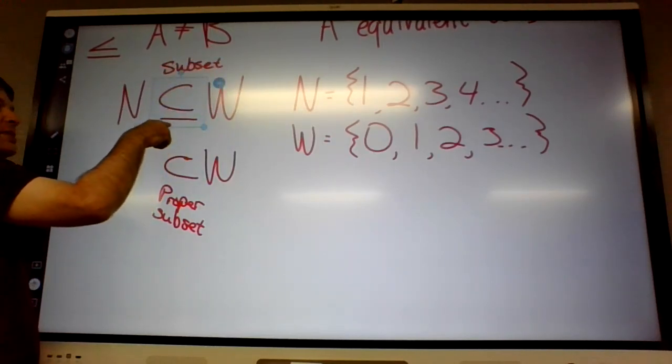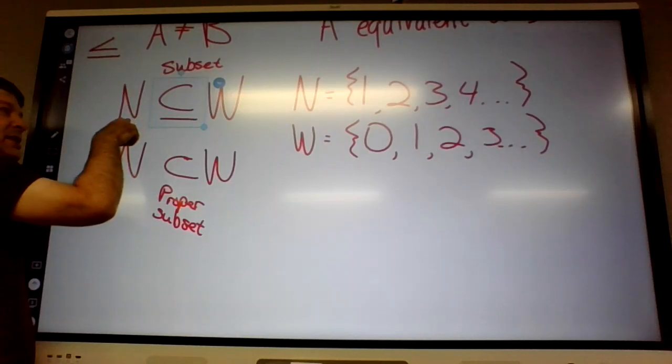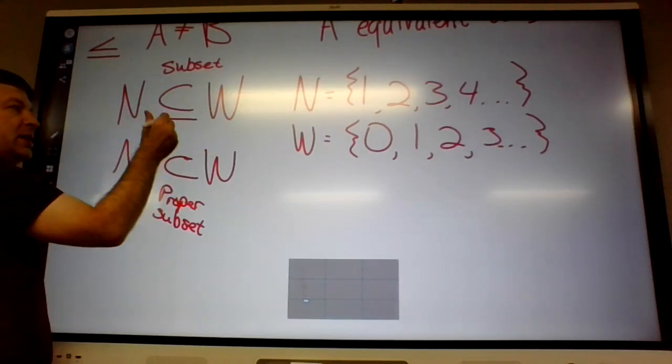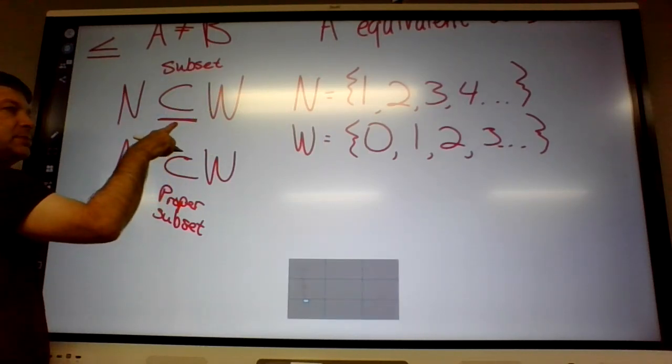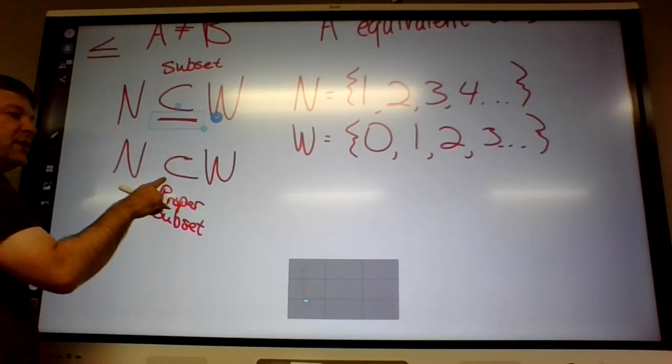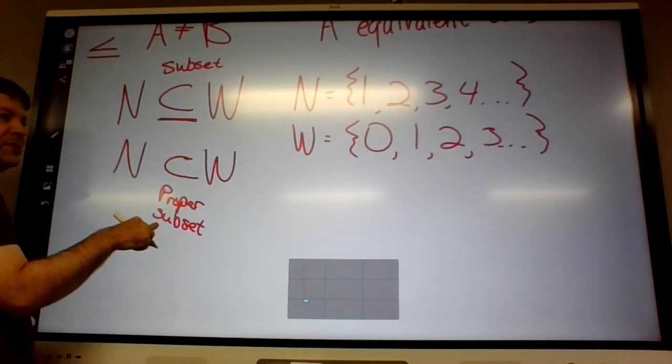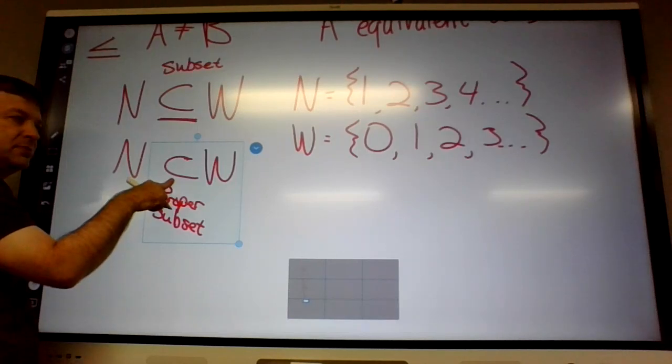Just means that everything that's in N is also in W. It could also be equal. The sets could be equal. That's what this line down here means. If there is no line down here, that's called a proper subset. That means they're not equal.